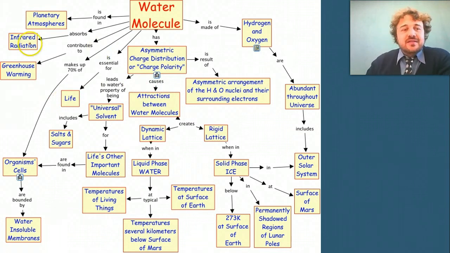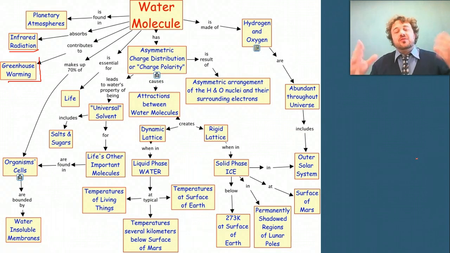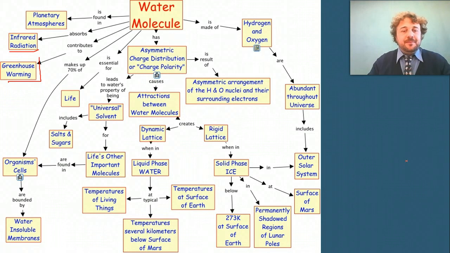And these are the significances. Now, it absorbs infrared radiation. That means it absorbs heat, and therefore it relates to greenhouse warming. Okay, it's found in planetary atmospheres. It's abundant throughout the solar system, includes the outer solar system, and essentially water came to Earth in comets of water, not comets of hydrogen and comets of oxygen hitting together, boom. That would be crazy, but it does come as comets with water.